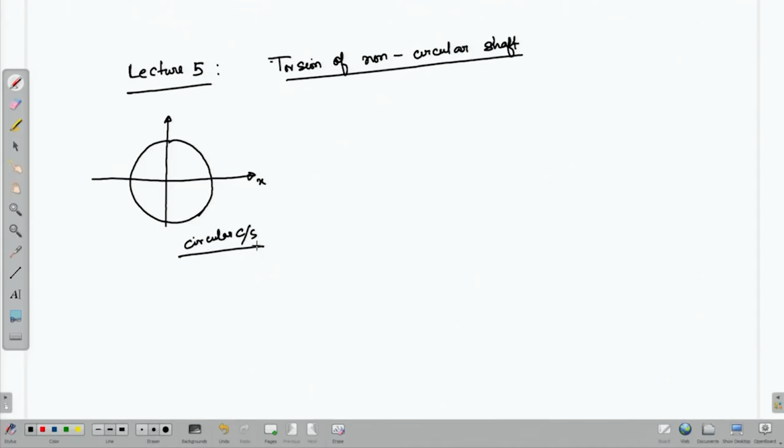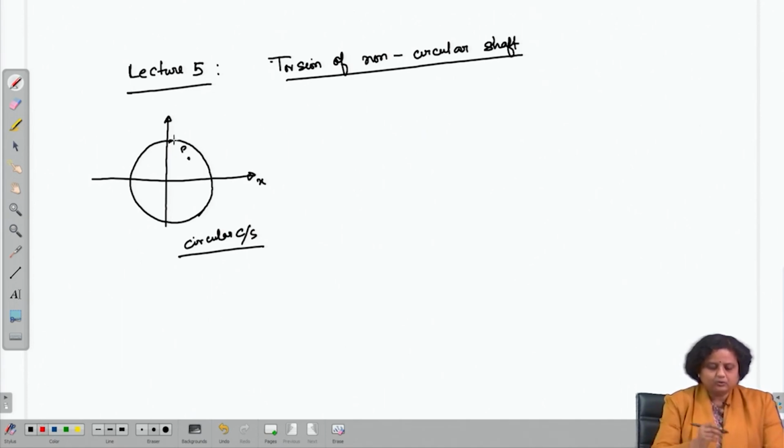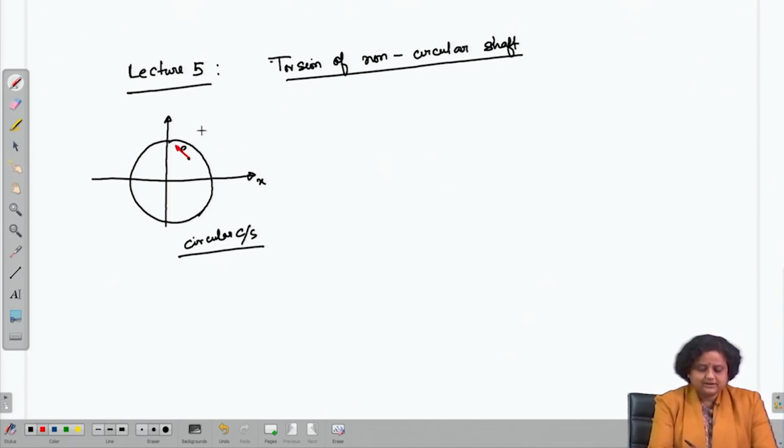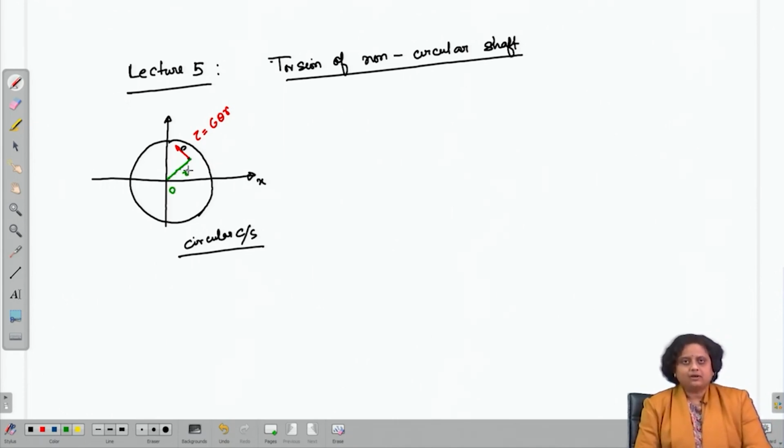So, in the last lecture, we have done that for a circular cross-section shaft at any arbitrary point P, the only stress that is acting on the cross section is a shear stress, which let us represent by tau, which was obtained as G into theta into r, where r is the radial distance from the center O to the point P. We know that for a circular cross section the only stress that acts is tau, which is perpendicular to the radius and is given by G theta into r.